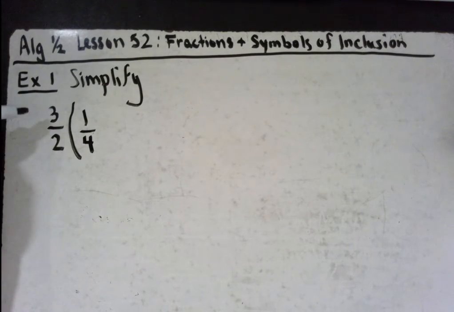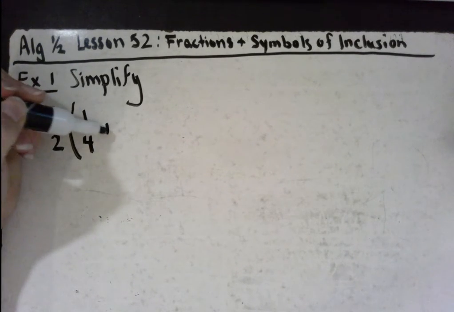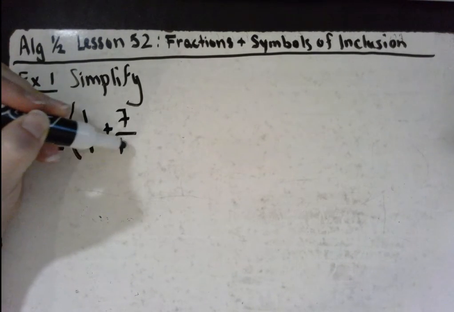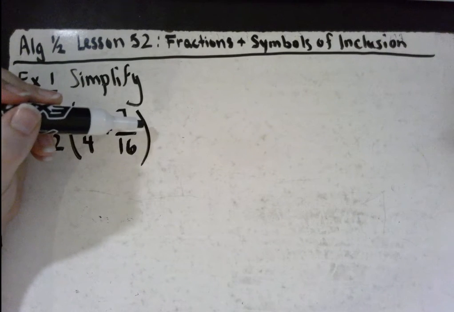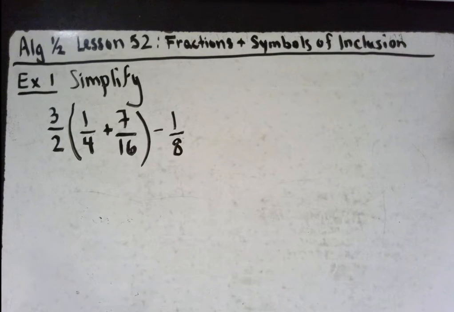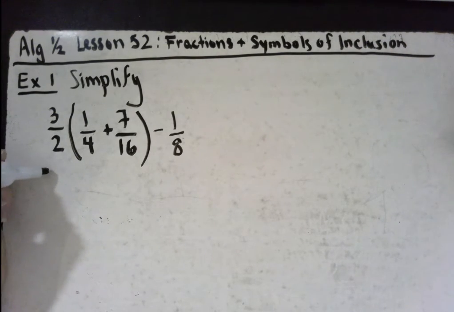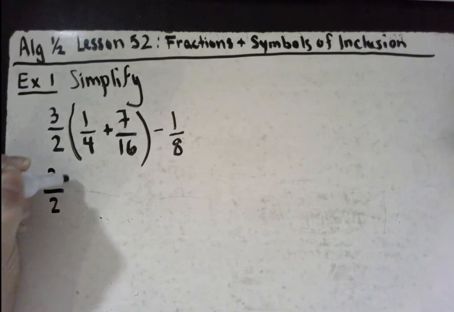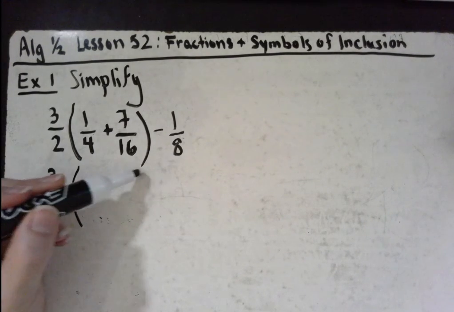So we have 3/2, and then in parentheses we have 1/4 plus 7/16. And then we're going to subtract 1/8. So let's do this first example together. We always want to start inside the parentheses. So I'm going to rewrite the 3/2, but I need to add these two numbers.